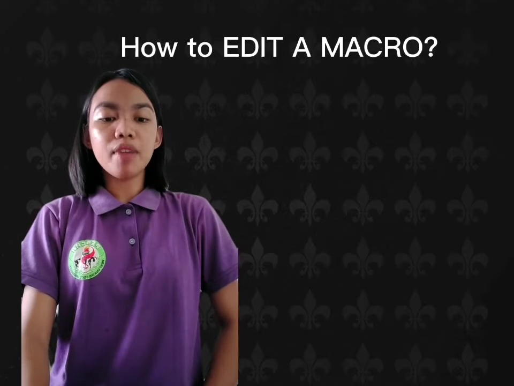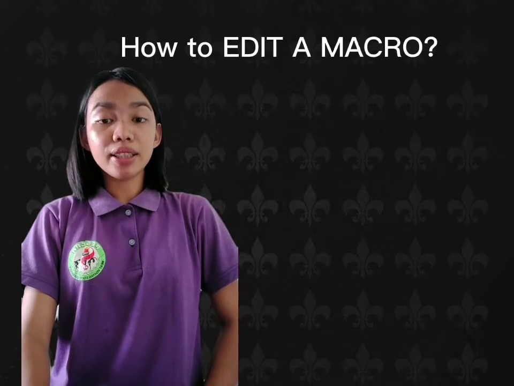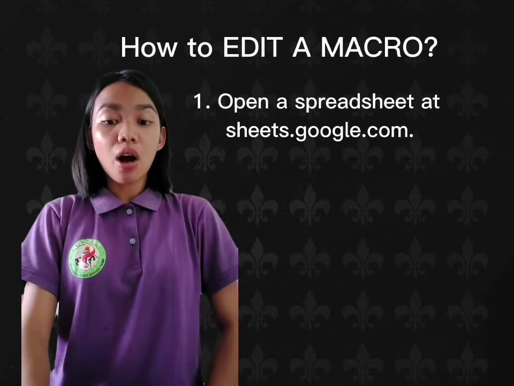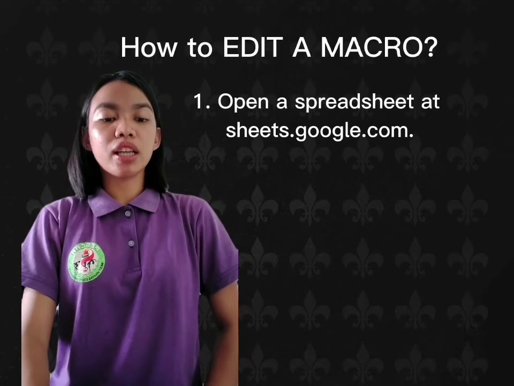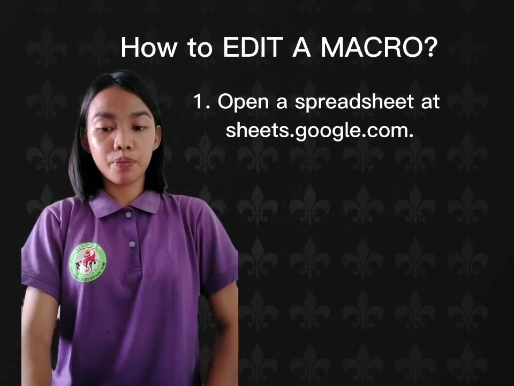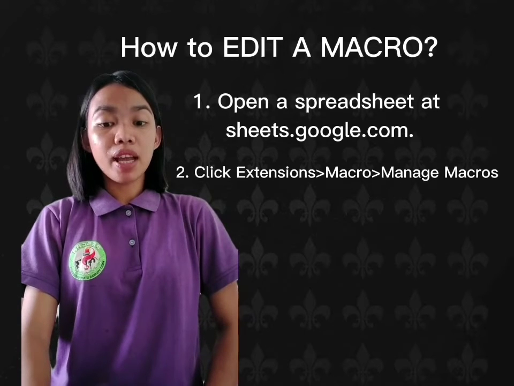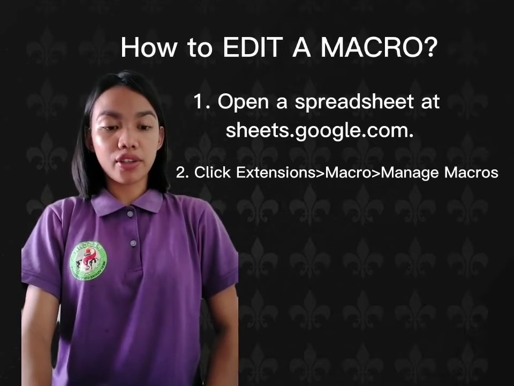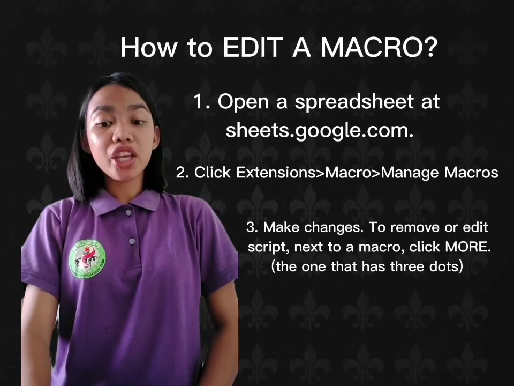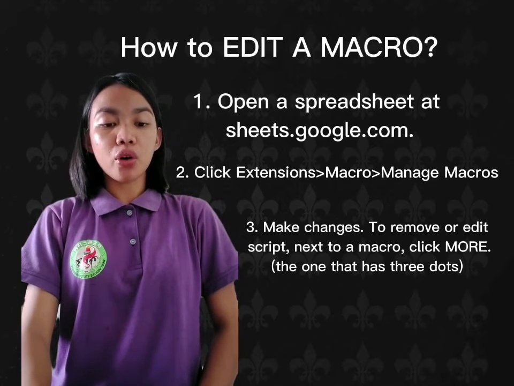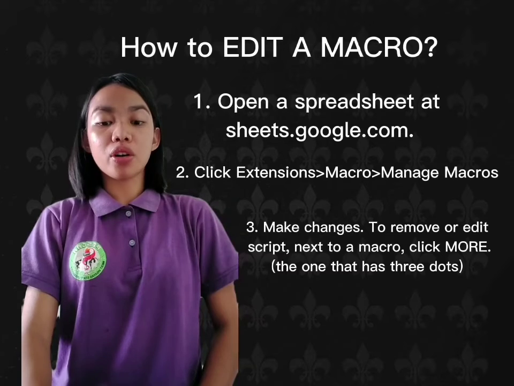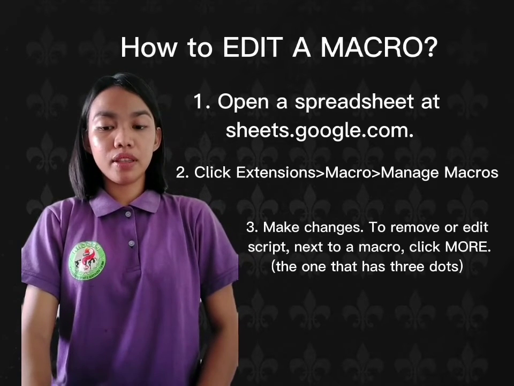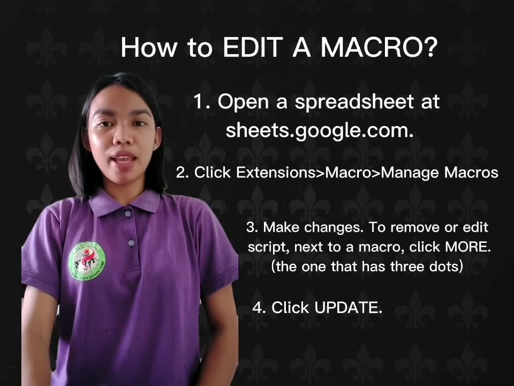Second, how to edit macro. We can change the name, add a keyboard shortcut, edit the script, or remove a macro. First, again, on the computer, open a spreadsheet at sheets.google.com. Second, at the top, click Extensions, Macro, Manage Macros. Third, make your changes. To remove a macro or edit the script, next to a macro, click More, the one that has 3 dots. Then lastly, click Update.